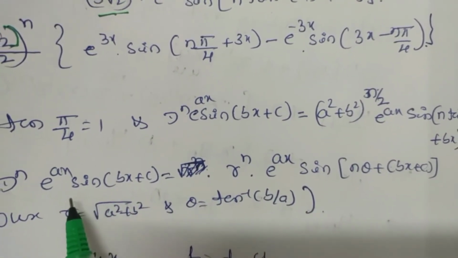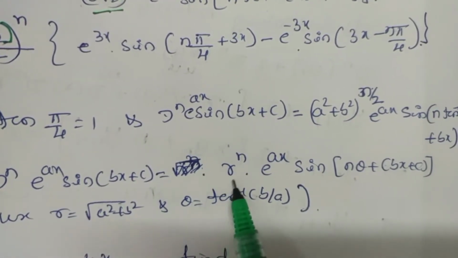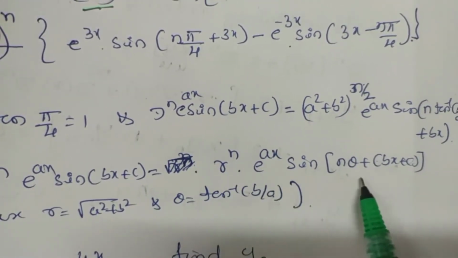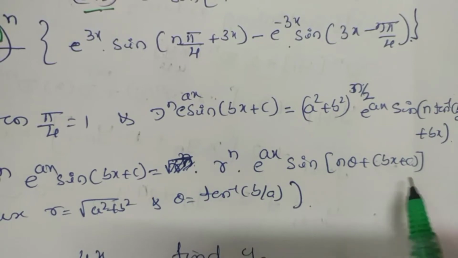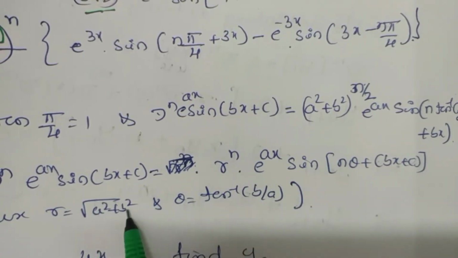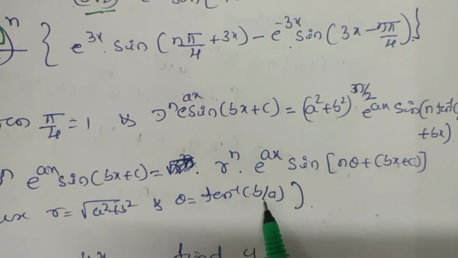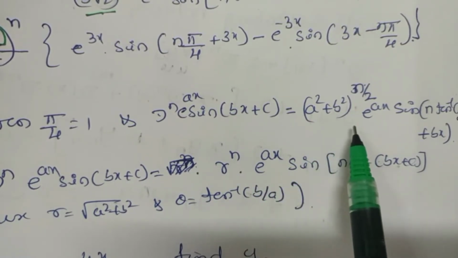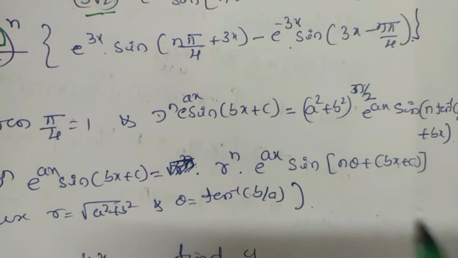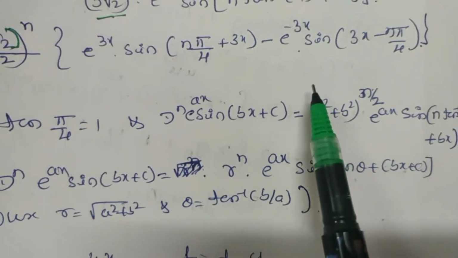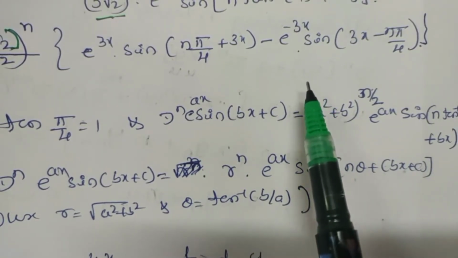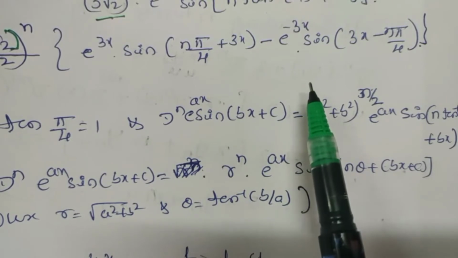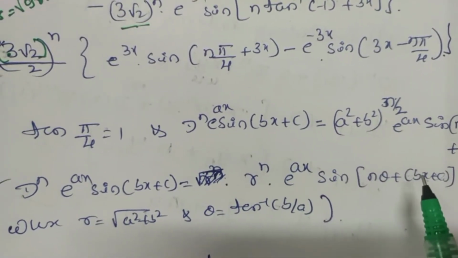Otherwise we can take this one as r to the power of n e raised to x sin(n theta + bx) also, where r is the square root of a square plus b square and theta is tan inverse b by a. So both are the same. Here I have written directly in terms of a square and b square, and here it is in terms of r and theta. So this is the required solution for y equals e power 3x into sin 3x and its nth derivative.